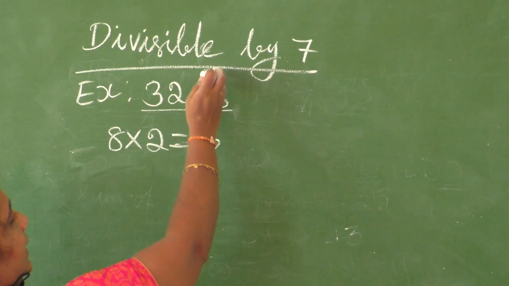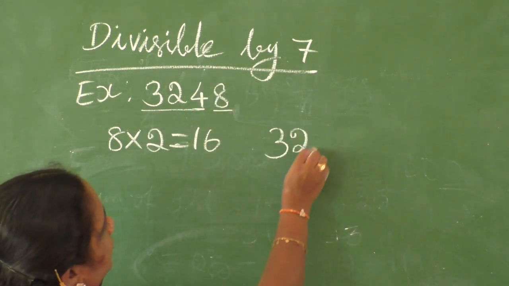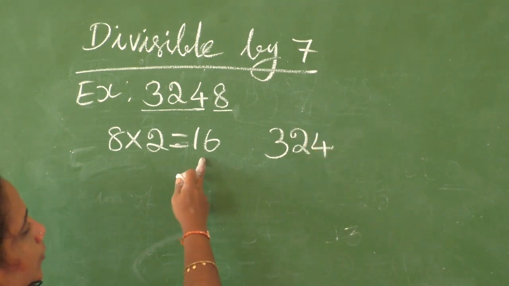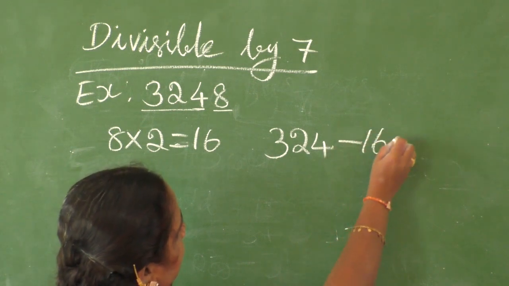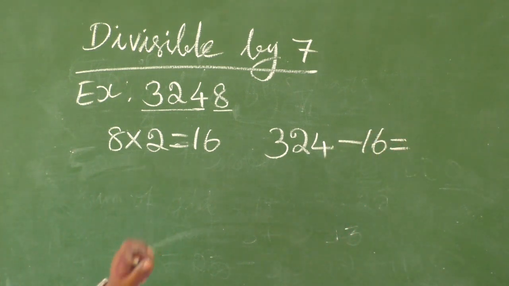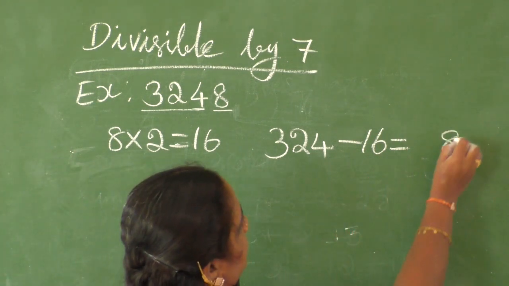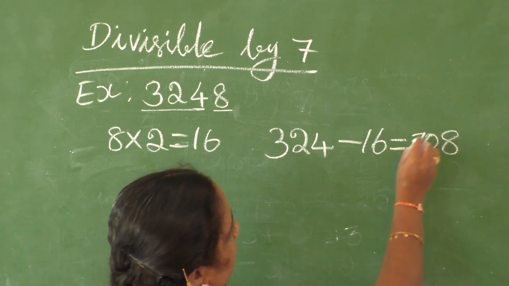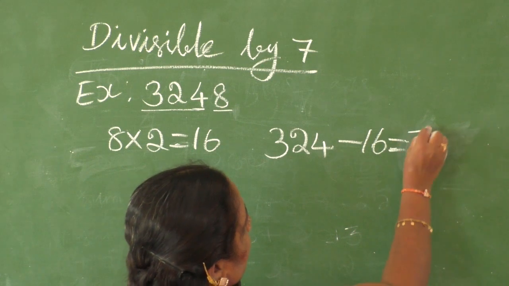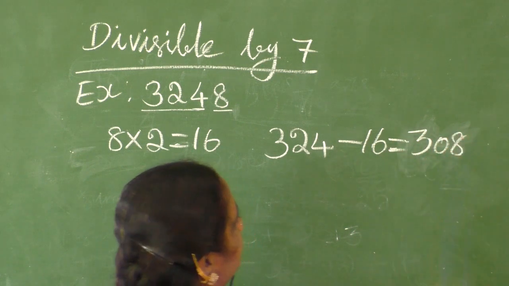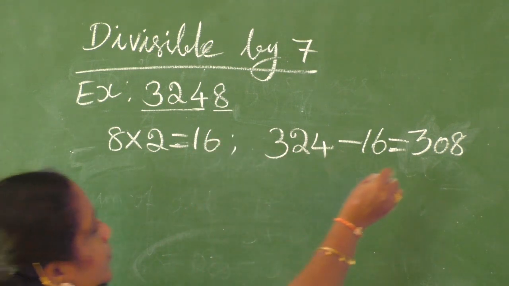Then the difference from the remaining number to this number. So I split the number in two parts, no? So the first part is 324. Now I am going to find the difference with twice the ones place. So minus 16. So 324 minus 16, what will come? 308. So the difference is 308. Then we completed 2 steps.